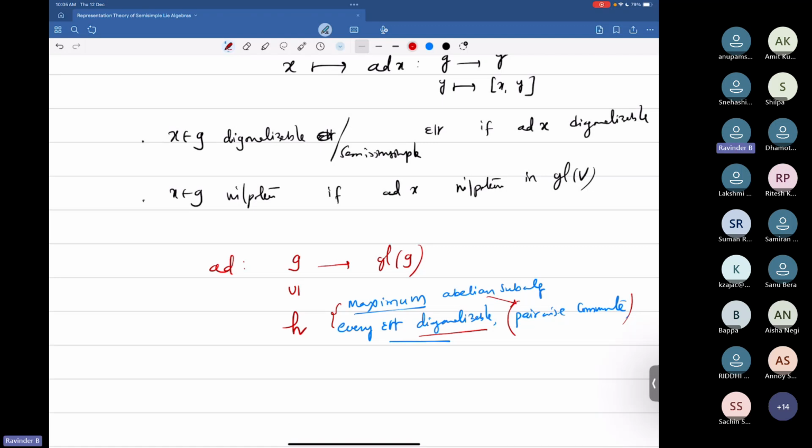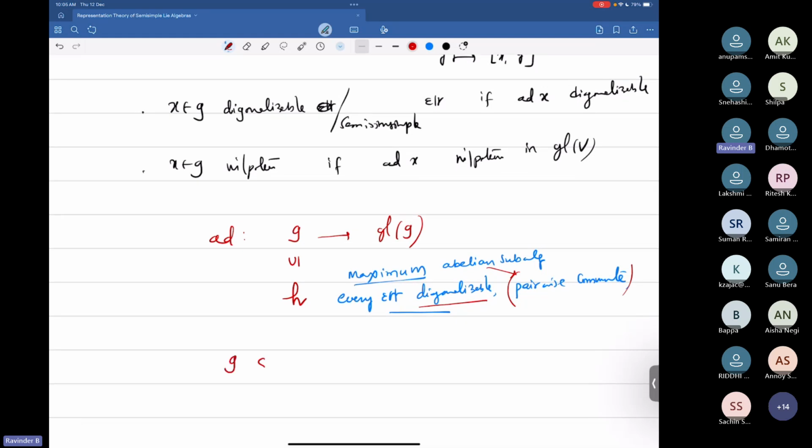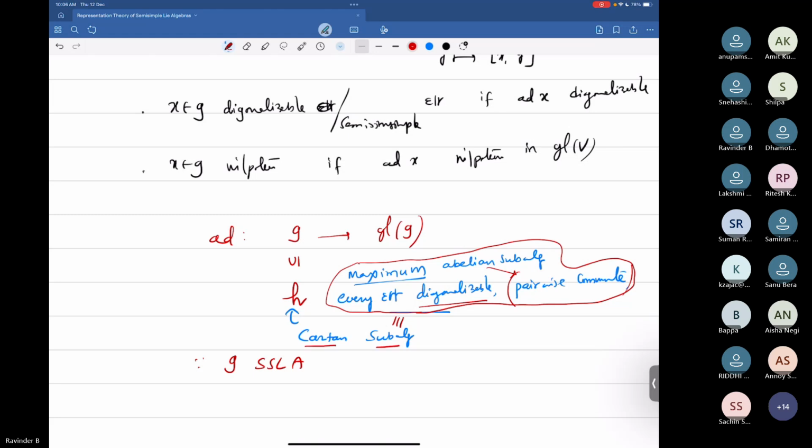Such subalgebras exist. So this is also because G is a semi-simple Lie algebra. First of all, such subalgebras are called Cartan subalgebras. What is a Cartan subalgebra? It is a maximum abelian subalgebra consisting of all the diagonalizable elements. Okay, and that is called a Cartan subalgebra. And such subalgebras exist for semisimple Lie algebras.